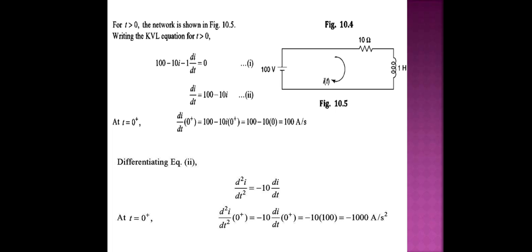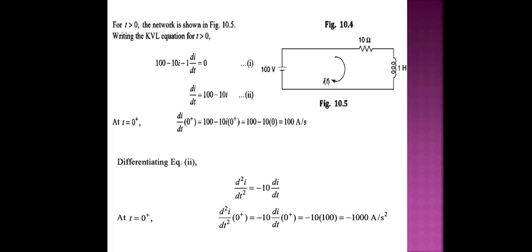So 100 minus 10I minus 1 into di by dt equals 0. Therefore di by dt equals 100 minus 10I, which is the equation obtained using KVL. So at t equal to 0 plus, di by dt of 0 plus equals 100 minus 10I of 0 plus.